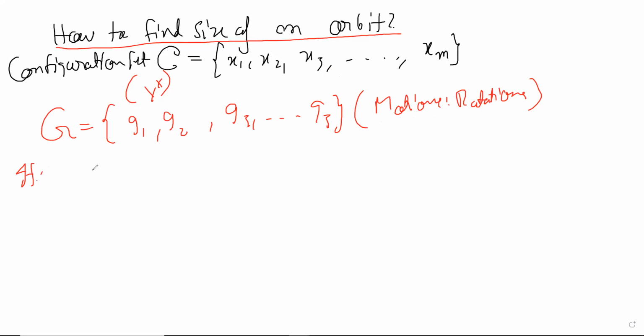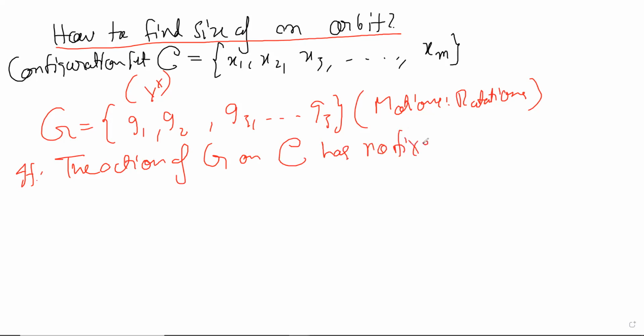Now, if the action of G on C has no fixed points, so nothing gets fixed, then the size of the orbit, I'll just say size. This again is wrong here, I should call this n, gn. Then what would be the size of every orbit?